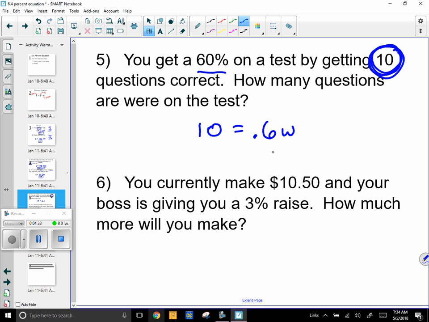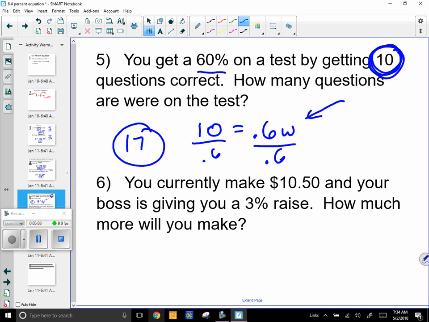So this question is a little bit backwards from the rest. We give you the part and you're trying to find the whole. So to solve this equation, remember we need to divide by 0.6. So divide by 0.6, and that gives you your answer of about 17 questions on the test. 16.6 repeating, which is 17 questions. So that was a little bit harder of a question.